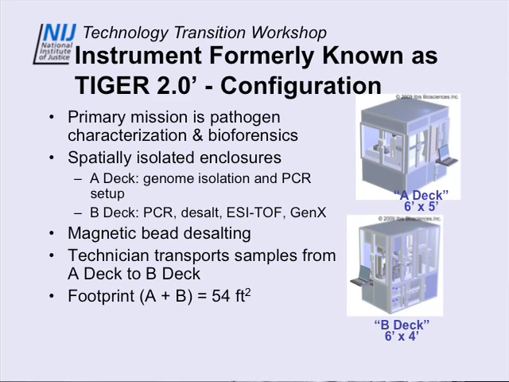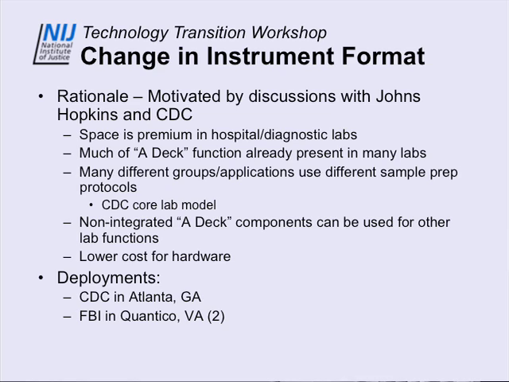So we switched instrument platforms from the big A deck and big B deck based on some concerns about footprint and cost. We're working closely with folks at Hopkins and CDC, and the feedback kept coming back: this is great technology, but we don't have the space for these two honkin' big decks. And we've already got DNA isolation. We've already got PCR. We've already got robots to set up plates. Why can't we use those and just use your back end? That was really the genesis of what's now called the T5000.